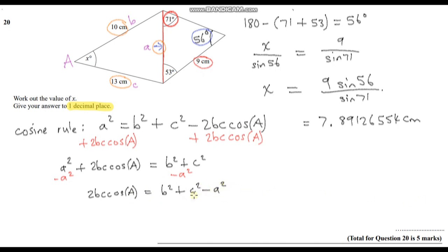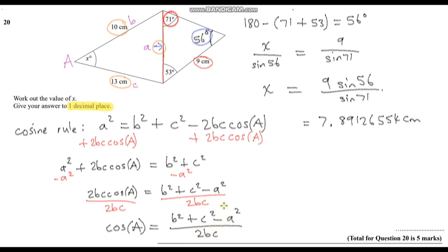We're almost done, but we just want cos A on its own. So if we divide both sides by 2bc, that gets rid of the 2bc on this side. So all we're left with is cos of A, and on the right hand side we've got b squared plus c squared minus a squared, all of that over 2bc. And now we have the cosine rule for angles. We can just substitute all of our values for our side lengths into this formula.